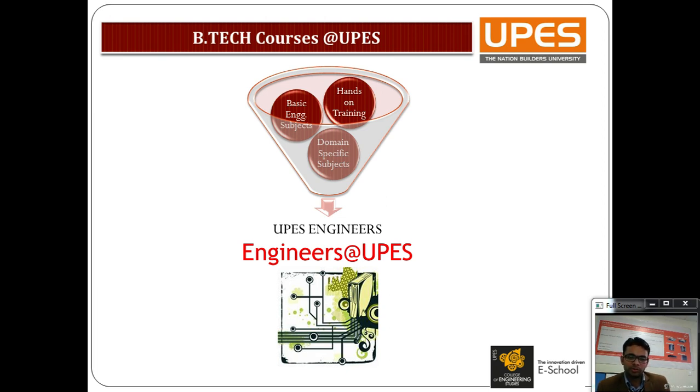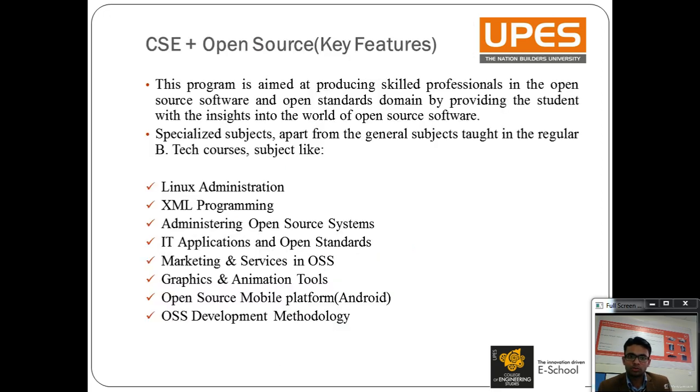So what does specialization mean? We have basic engineering subjects. We also provide some domain specific subjects, and apart from these we also give hands-on training on particular software related to their domain. And finally, a UPES engineer is a blend of these three things. They have the knowledge of basic engineering subjects, the knowledge of basic domain specific subjects, as well as practical exposure. So this is the overall concept.